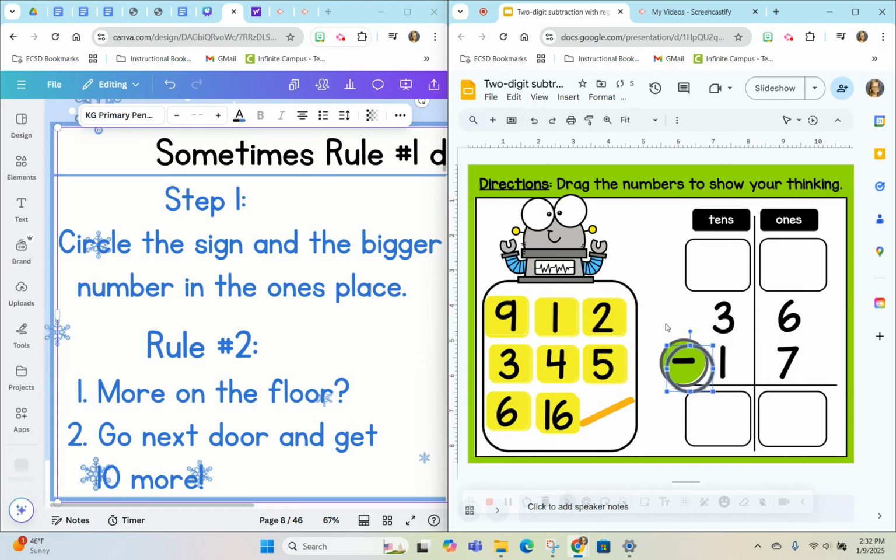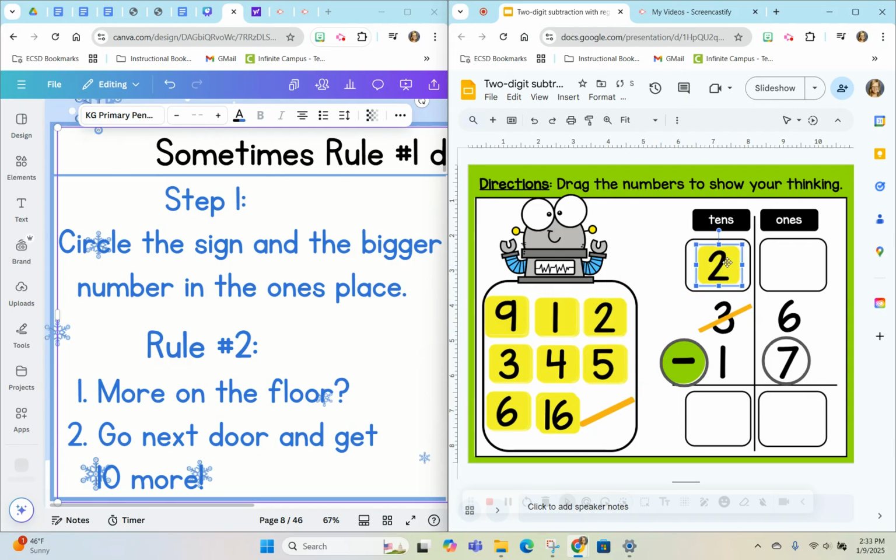And now step 2, we know, is to circle the bigger number in the ones place. Is the bigger number on top or on bottom? It is on the floor because 7 is more than 6. So what do we do? We look at our rule. If we have more on the floor, we have to go next door and get 10 more. Say that with me. More on the floor, go next door and get 10 more. So you're going to take your pencil and cross out that 3. So we don't have 3 tens anymore. How many do we have? We're taking away 1. We have 2.